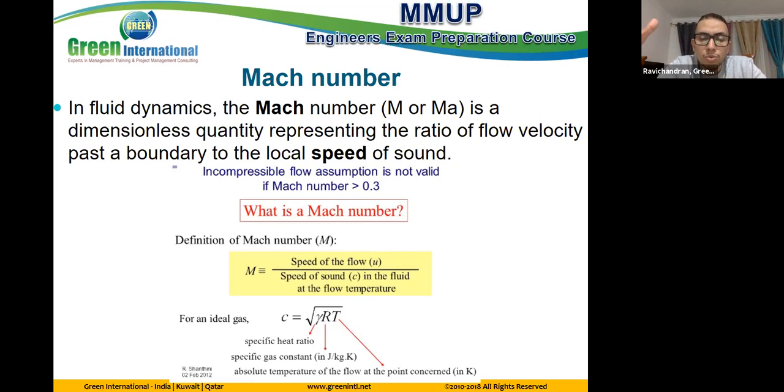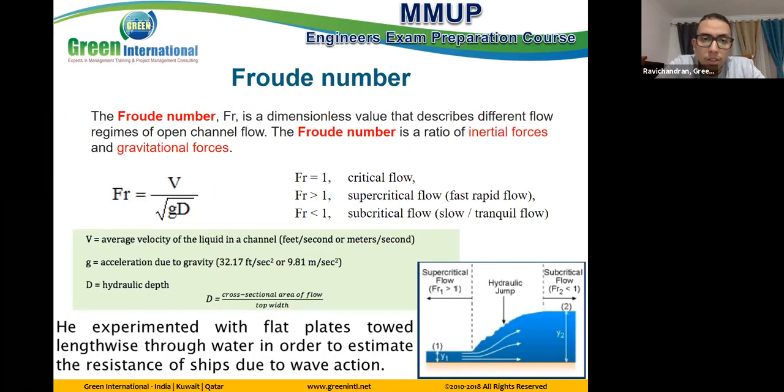Mach number equal to 1 means sonic flow. If it is less than 1, it is subsonic flow. If it is more than 1, it is supersonic flow. Supersonic flow is used for jet engines. And if the Mach number increases more than 3 or 4, it is hypersonic flow. Froude number. This is a number close to the definition of the Reynolds number.